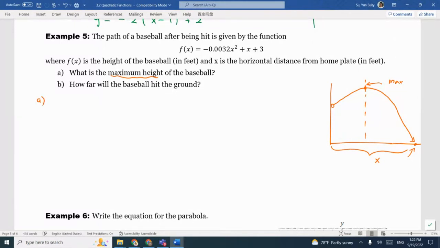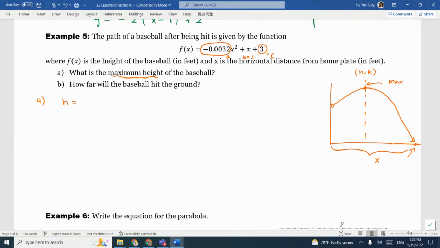Okay, so part A, maximum height. Well, this is the same as finding the vertex, right, everybody? So let's find the vertex. So vertex (h, k), and we are given the general form, right? So ax squared plus bx plus c. So the a is negative 0.0032. And what's the b? 1. And the c is 3.